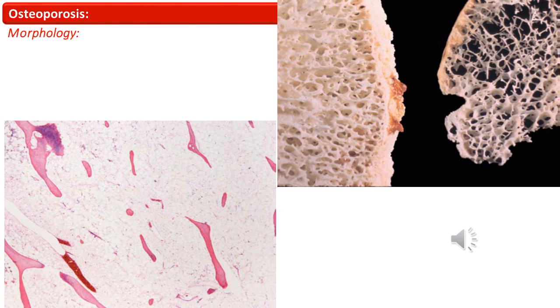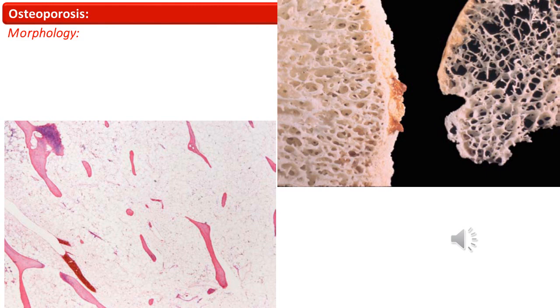Histologically, osteoporosis can be of active or inactive type. What happens in active osteoporosis? There is increased bone resorption and formation, that means the turnover is increased. The osteoclasts and osteoblasts are both increased, and the width of the osteoid seam is normal.